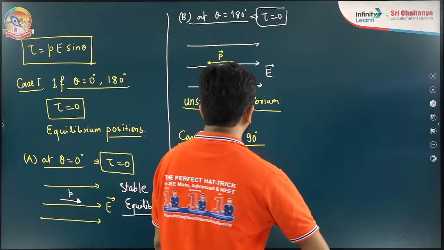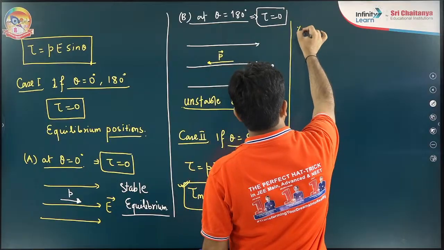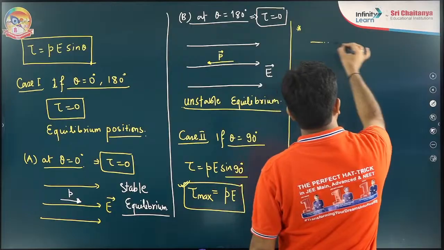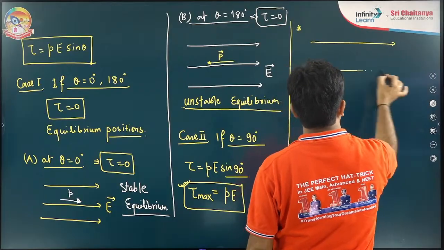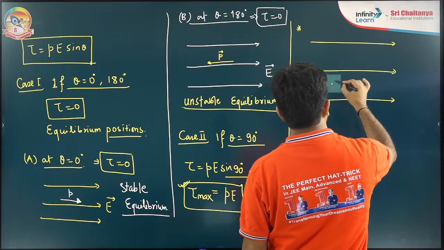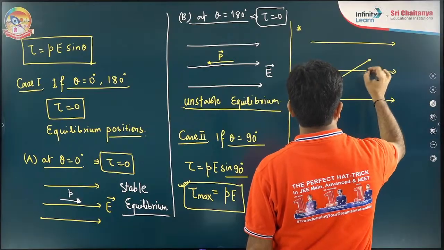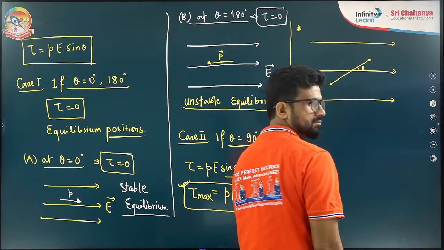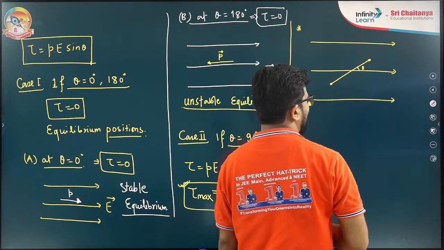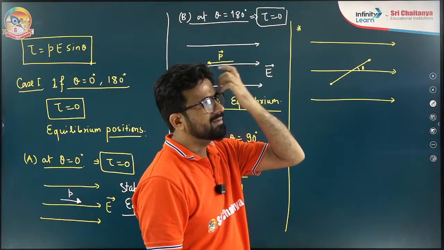Now another case I am telling you, very simple, listen carefully. Suppose there is one dipole in an external uniform field. This is any dipole, and this angle is theta. Now you are rotating this dipole by angle d theta. So what is the work done that we want to calculate?